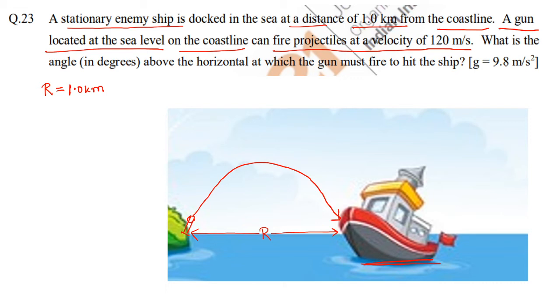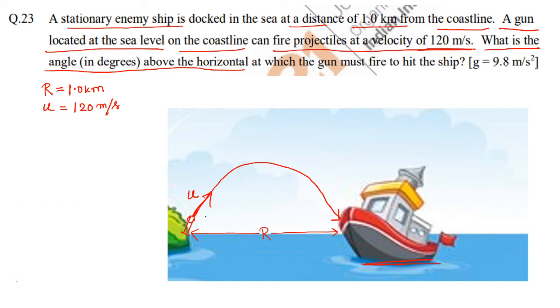So here the velocity of projectile is suppose u. So u is given as 120 meter per second. So this is the initial velocity of projection, u equal 120 meter per second. Now we need to find what is the angle above the horizontal. So we need to find the angle.